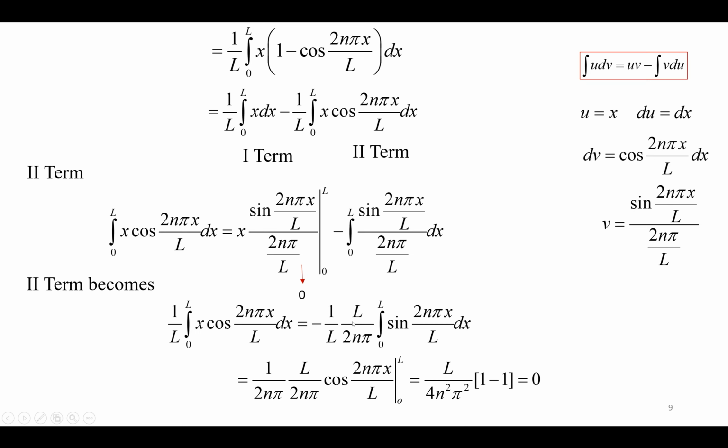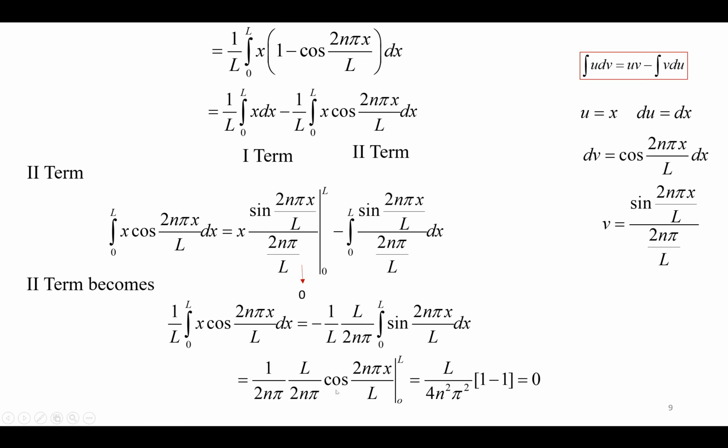And this L and this L will get cancelled. So we will have 1 divided by 2nπ, and we are going to integrate. So sin 2nπx by L, upon integration we will get minus cos 2nπx by L divided by 2nπ by L. So bring that term to the numerator, that will give us L divided by 2nπ.